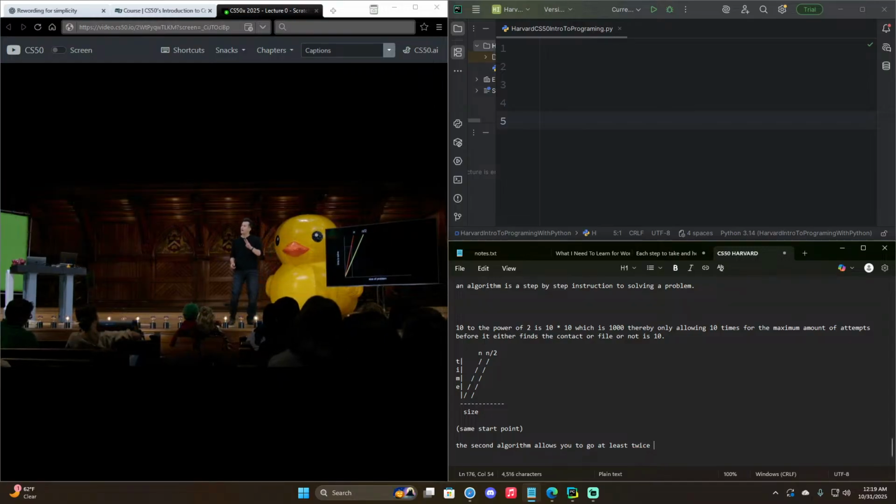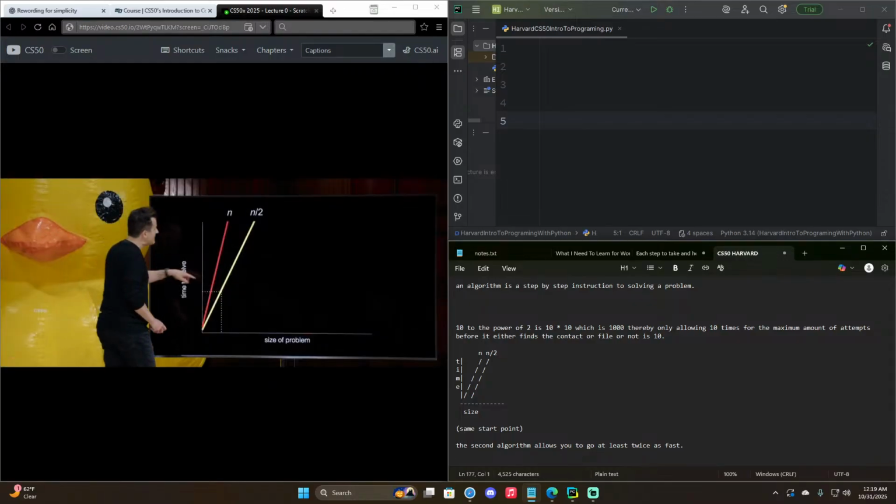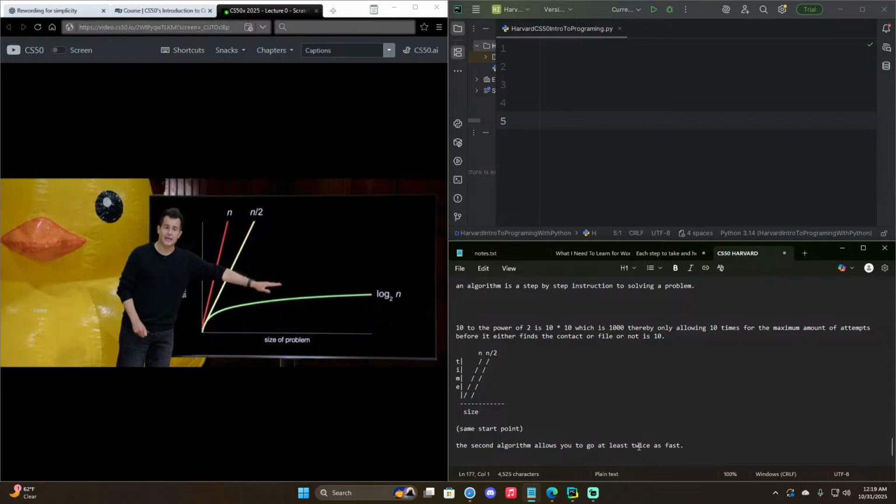But the third and final algorithm is a fundamentally different shape. It instead looks a little something like this.